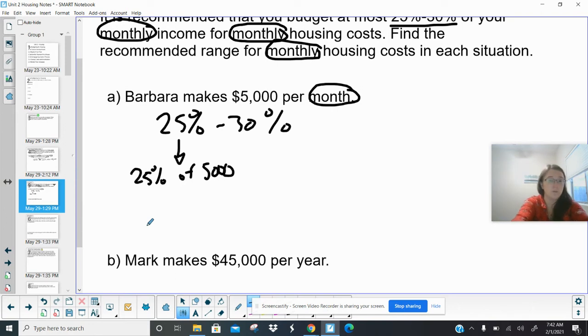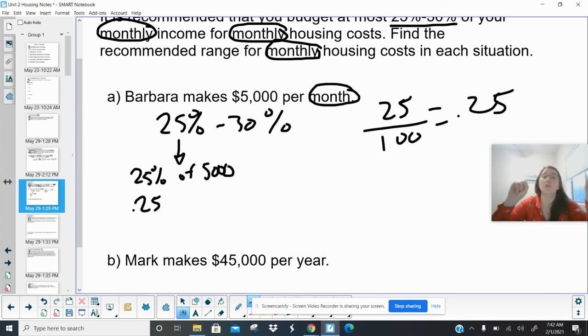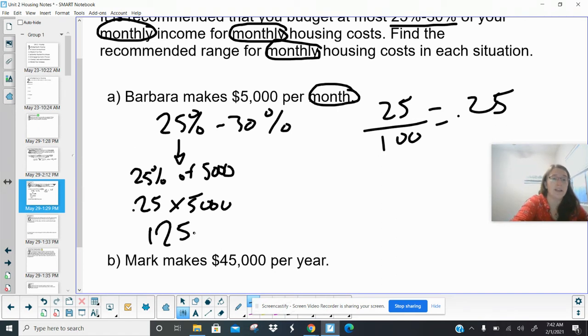Okay, so we should know 0.25 is 25%. Again, I'm going to eventually start skipping this step, guys, but you need to know that this is what I'm doing to get 0.25. 25 divided by 100, 0.25. Of means to multiply times 5,000. So let's see what we got here. 0.25 times 5,000. We get 1,250. So obviously, if Barbara wanted to, she'd get an apartment much cheaper than 1,250.